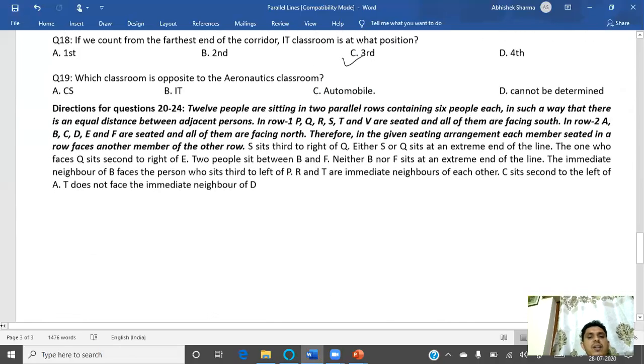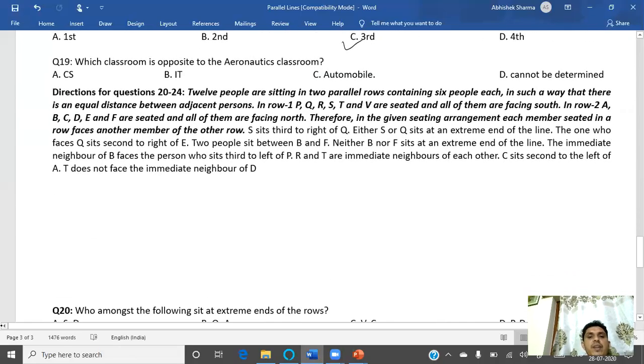So let us come to question number 20 to 24. The question is, 12 people are sitting in 2 parallel rows containing 6 people each in such a way that there is an equal distance between adjacent persons. In row 1, P, Q, R, S, T and V are seated and all of them are facing south. That means row 1 is facing south. In row 2, A, B, C, D, E, F are seated and all of them are facing north. That means in row 2, all the people are facing toward north.